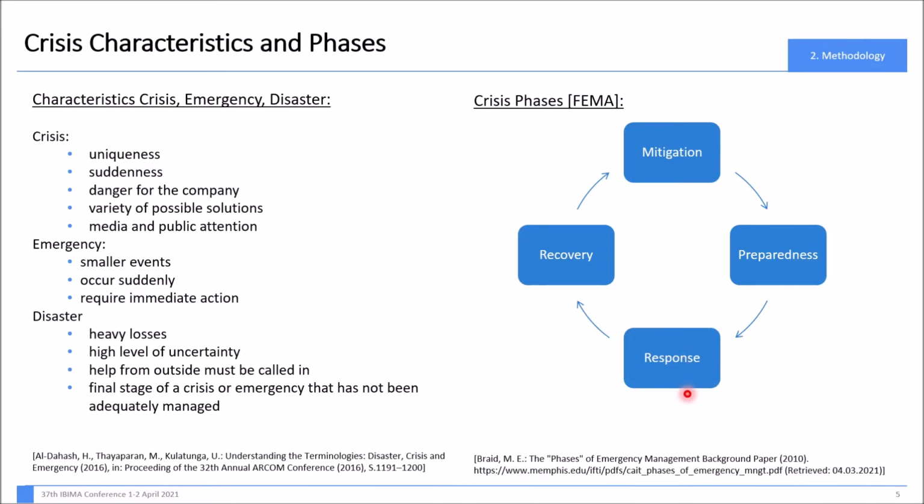Response. When a crisis occurs, these are activities that focus on coping with the direct and short-term effects of the crisis. And the last phase, the recovery phase, are all activities that restore the normal state.